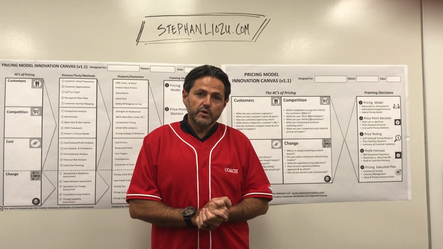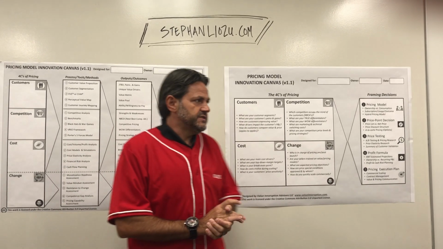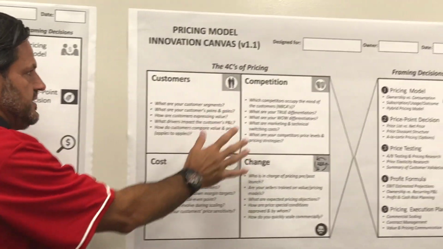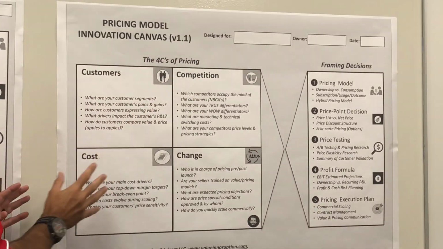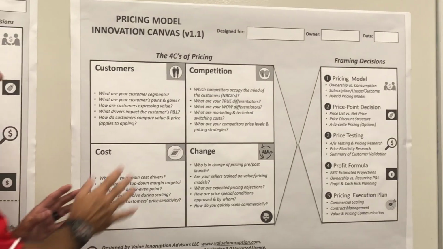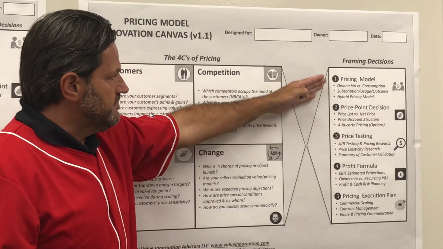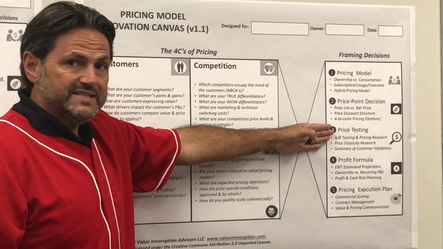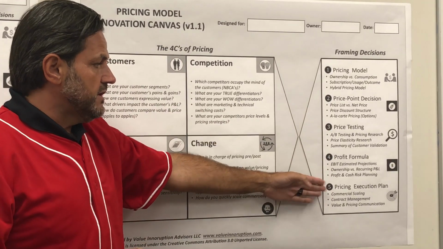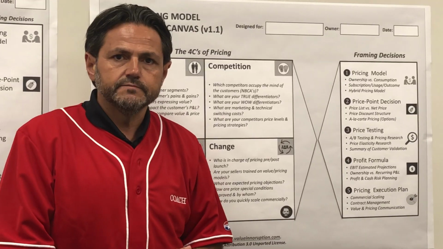Today we're talking about the pricing model innovation canvas. And this is how the canvas looks. The 4 C's of pricing: customers, competition, cost, and change, leading to a series of framing decisions. 5 of them: pricing model, price point decision, price testing, profit formula, and the pricing execution plan.